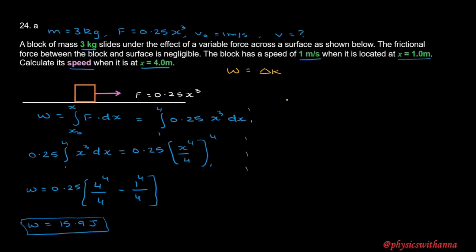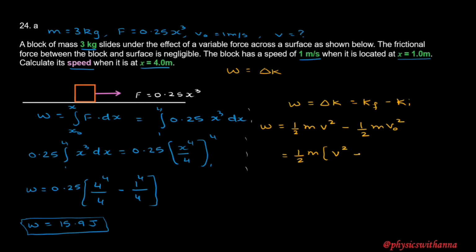Now this work done I will use in the work kinetic energy theorem. From the work kinetic energy theorem, we can write work done to be equal to change in kinetic energy. Change in kinetic energy is nothing but final kinetic energy minus the initial kinetic energy. So I can write the work done to be equal to final kinetic energy, which will be half m v final squared, minus initial kinetic energy, which will be half m v initial squared. Half m is present in both the terms here, so we can take it out as common and put the rest of the terms inside the bracket. V final squared minus V initial squared.